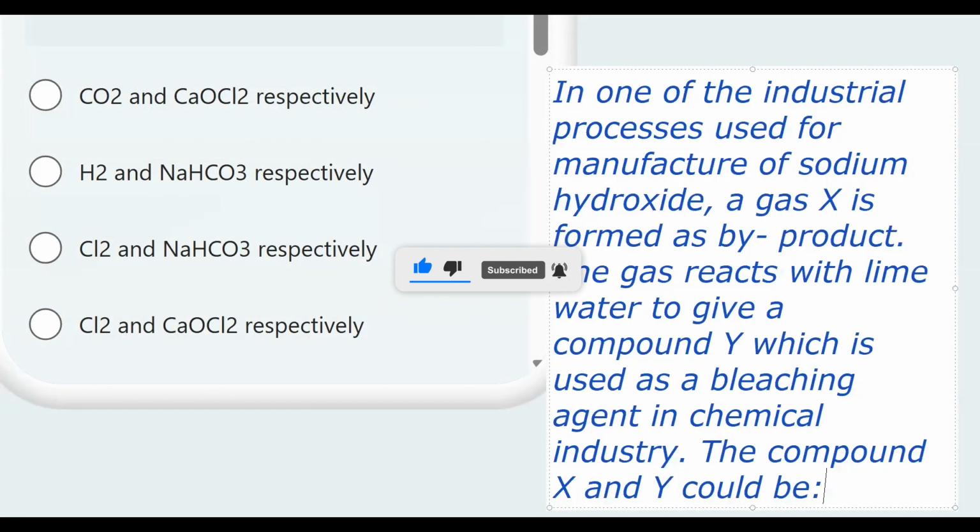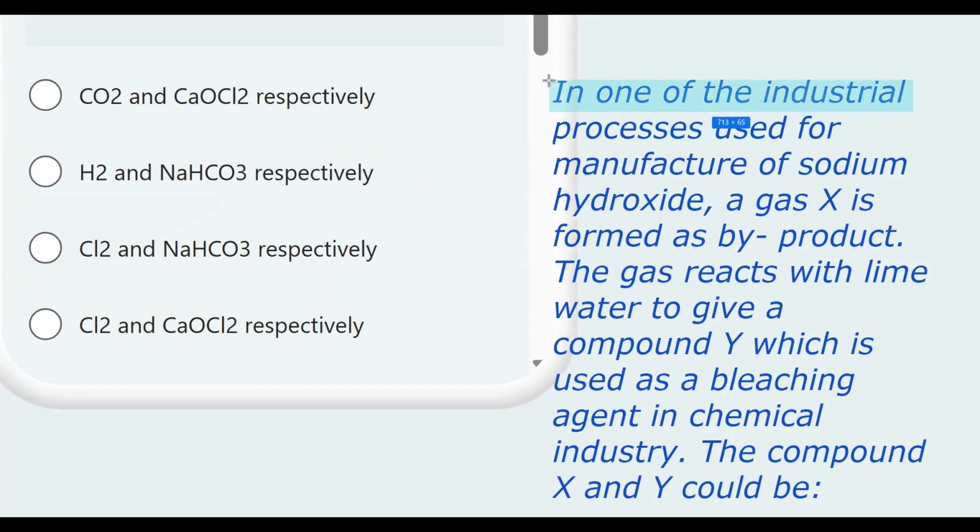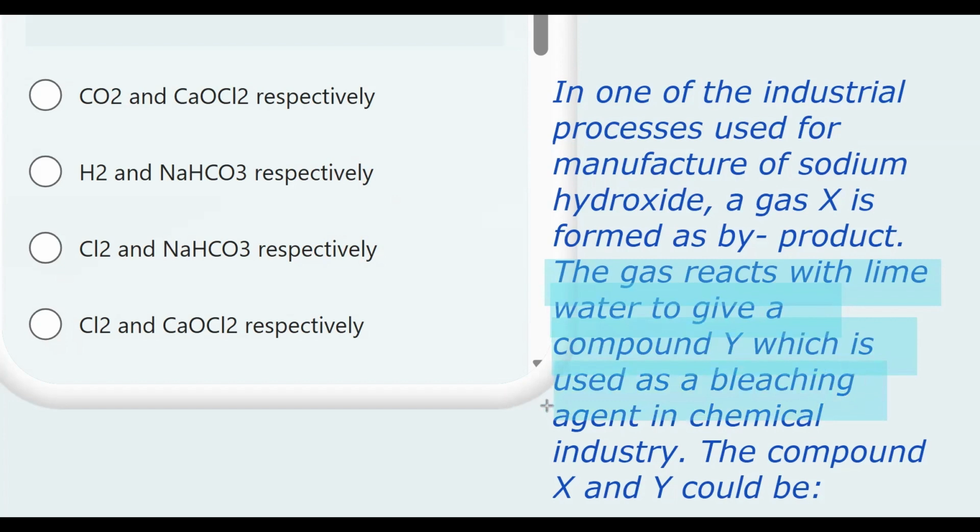In the next question, it says that in one of the industrial processes used for manufacturing of sodium hydroxide, a gas X is formed as a byproduct, and the gas reacts with water to give compound Y, which is used as a bleaching agent. So the product has to be a bleach here. The Y product is bleach. That's one thing identified. The compounds X and Y could be?